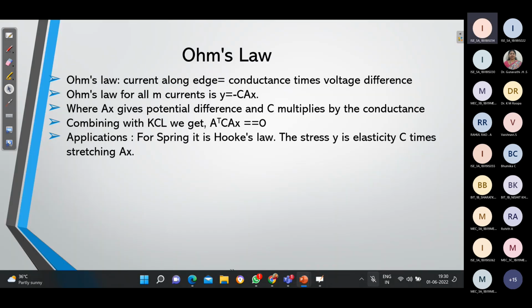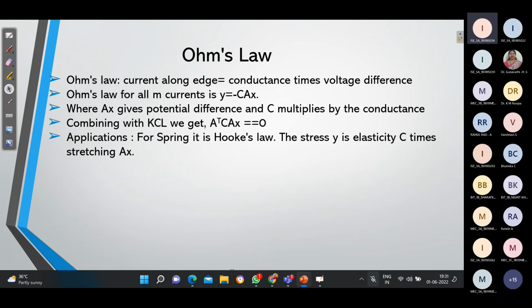Finally, coming to Ohm's law. In real networks, the current y along an edge is the product of 2 numbers: the potential difference and the conductance. We already know the potential difference. It is the difference between the voltages at 2 nodes, which is represented by Ax, and it drives the flow. The other one is conductance, which measures how easily the flow gets through.